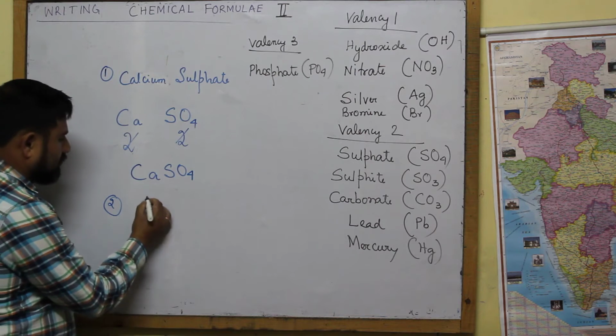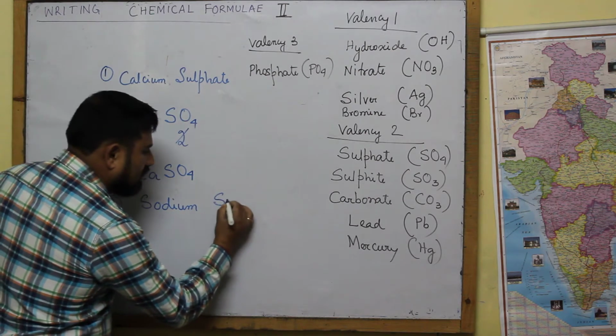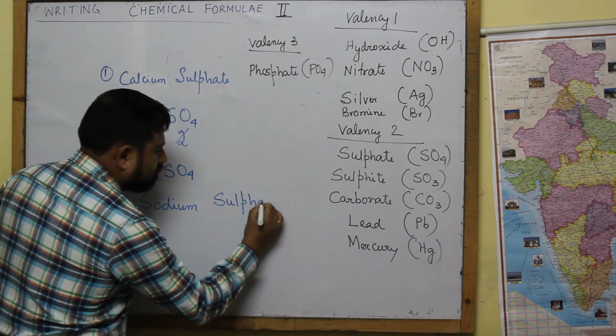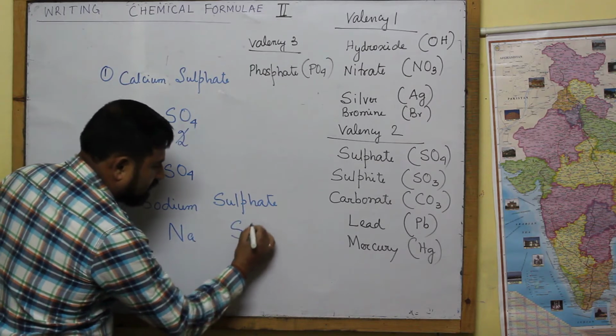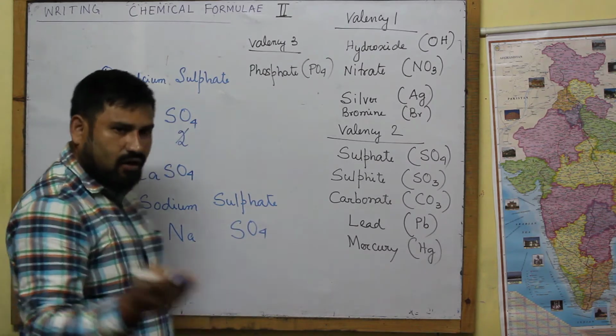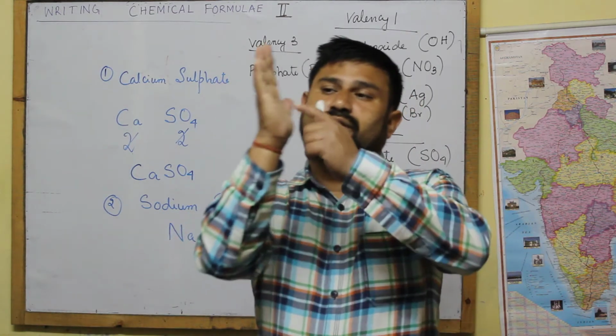Let's take sodium sulfate. What should be the formula for it? Sodium sulfate. Symbol of sodium we know is Na. Sulfate is SO4. How do you find out the valency of sodium? As I taught you in the previous video, go for it.